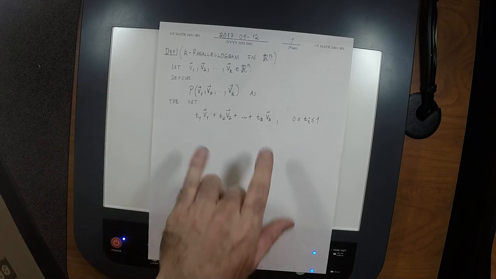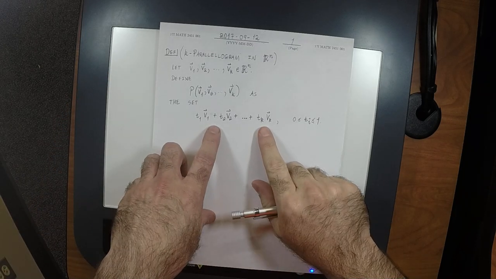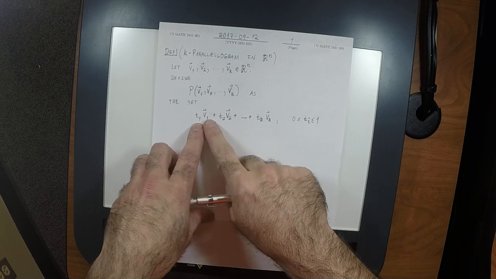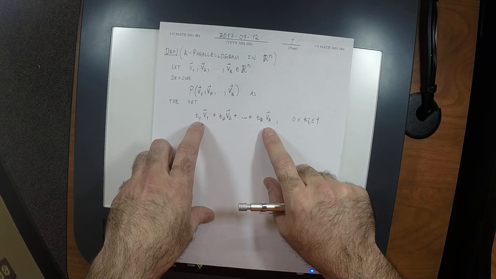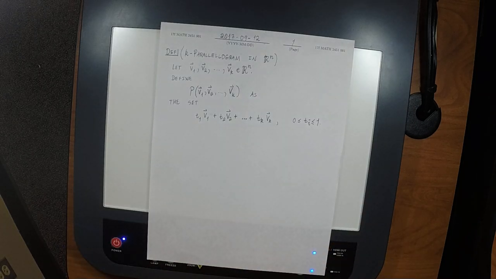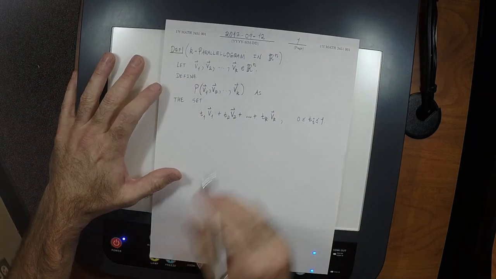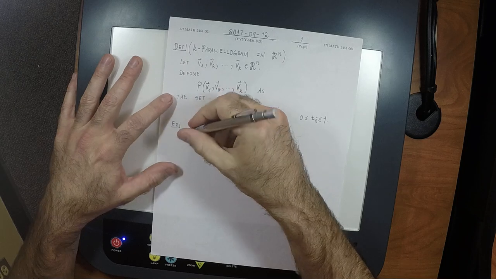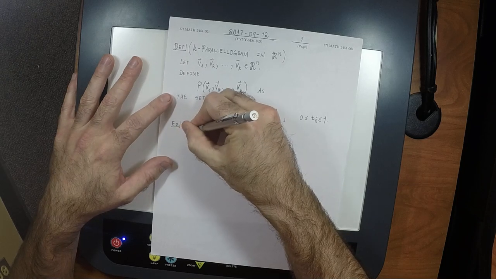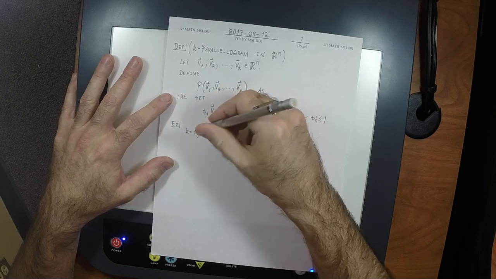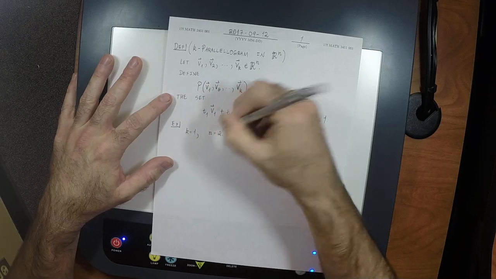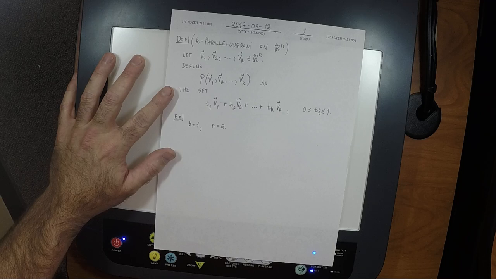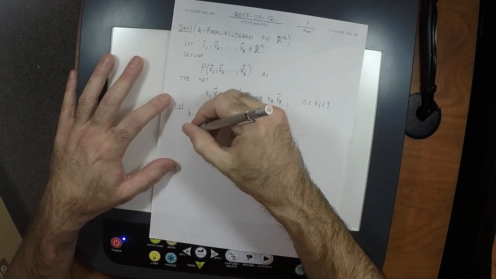It's restricted. So if the values of t were unrestricted, then what would this be? It would be the span of v1 through vk. So let's understand what happens when you have it like this. For example, what if k is 1 and n is 2? How many vectors do we have? One. And in what dimension are we having them? Two. In the plane.